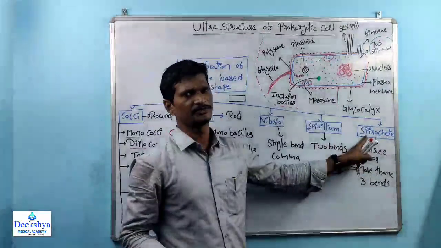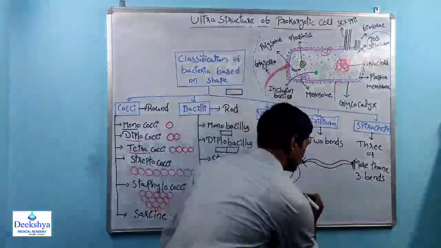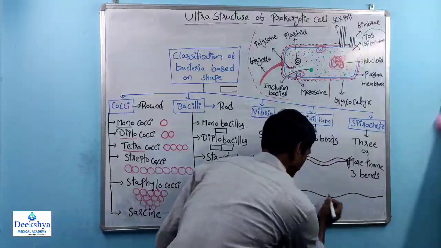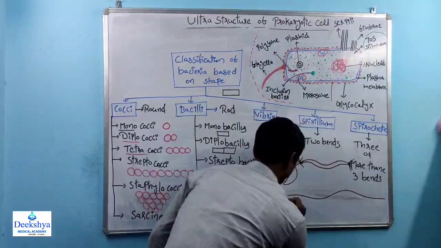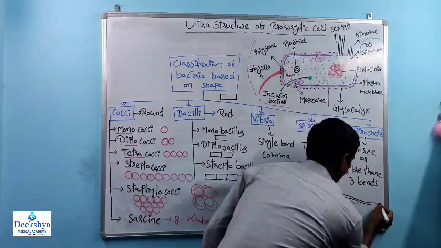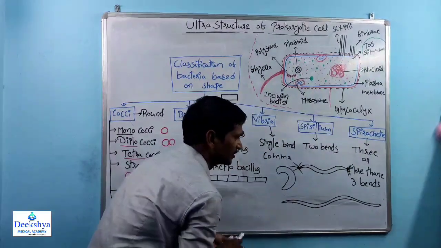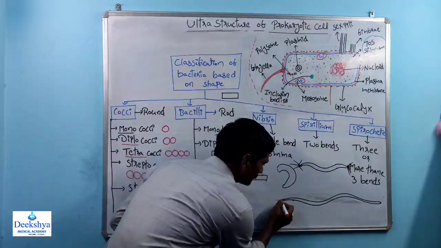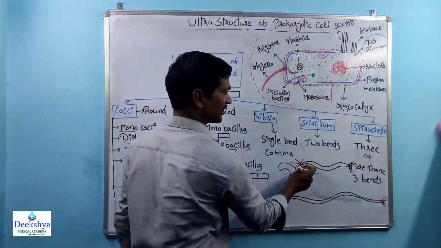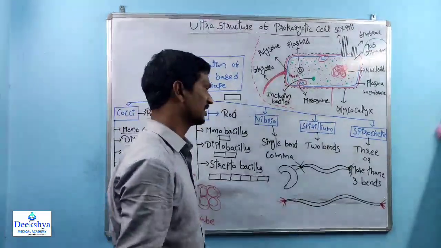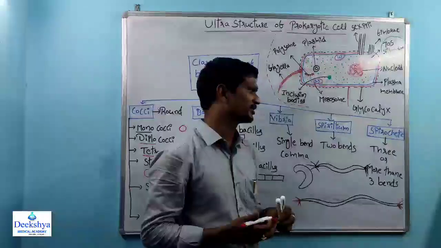And Spirochete, the bacteria having three bends or more than three bends. Suppose this is the bacteria, having more than three bends. This bacteria is called a Spirochete. Here the red color structures indicate flagella. So if any bacteria has three bends or more than three bends, that bacteria is called a spirochete.